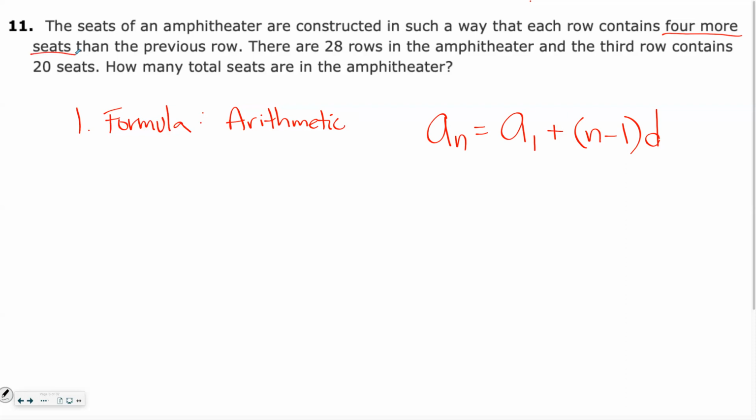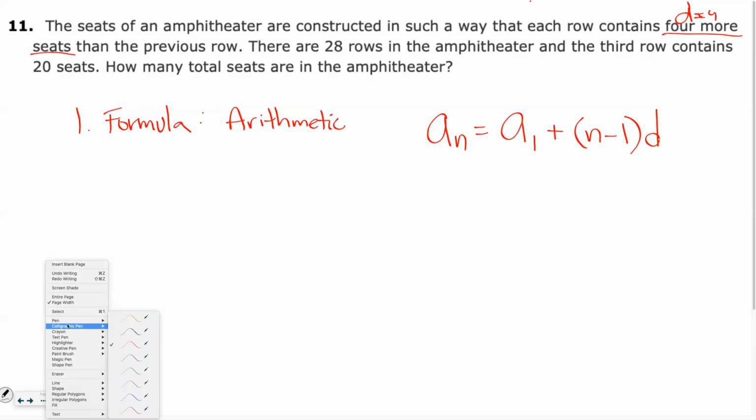The seats in the amphitheater are constructed in such a way that each row contains 4 more seats. All right, that's one of the variables. Which variable is 4 more? That's our D, our common difference. It's changing by 4 each time. And since it's 4 more, it's positive. So that's our D. We can change colors, so it'll stand out a little bit as we go along. So our D will be 4.